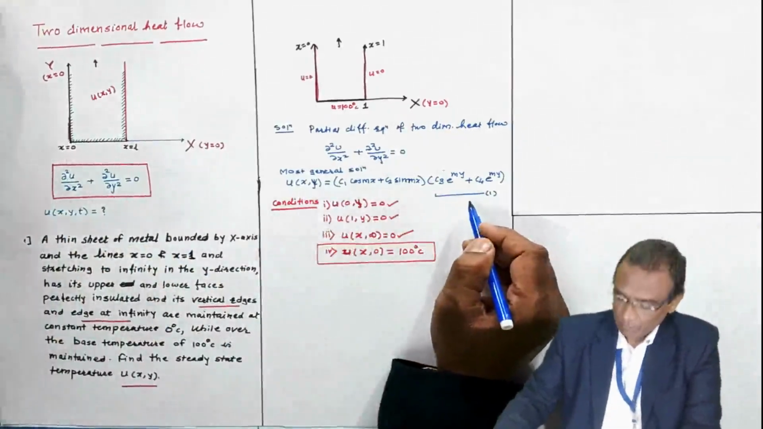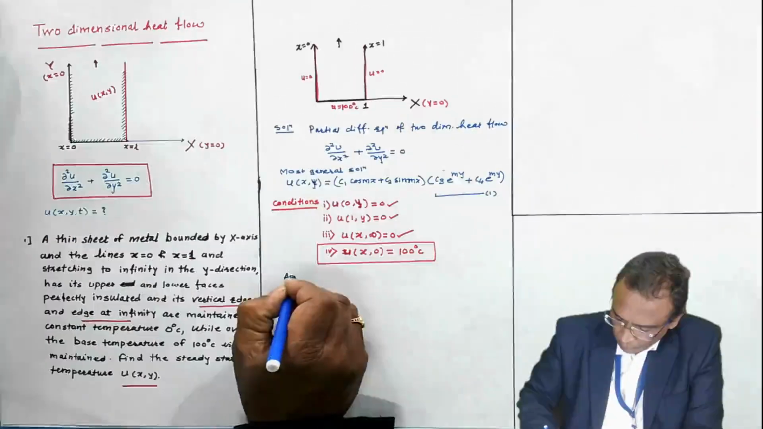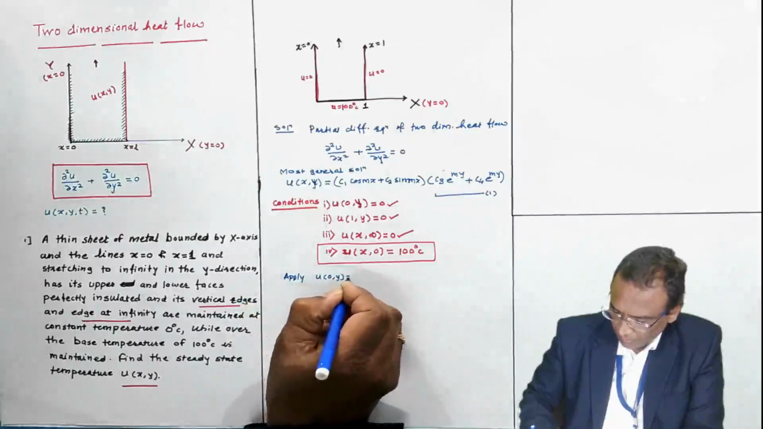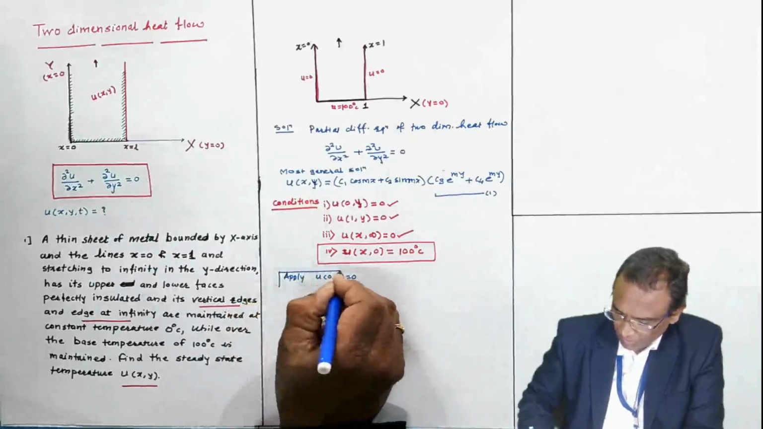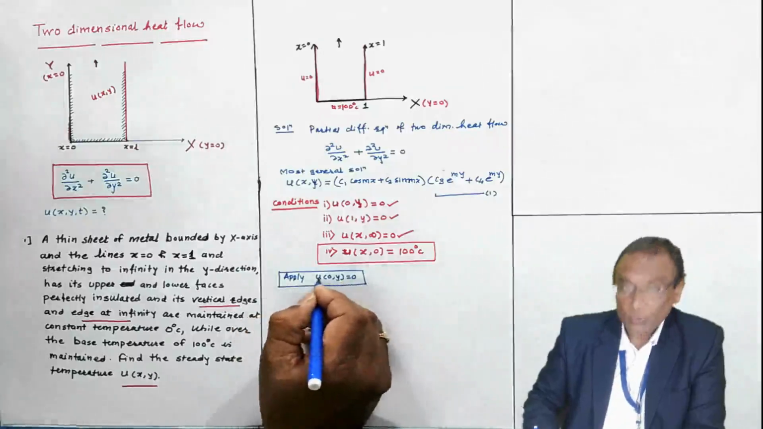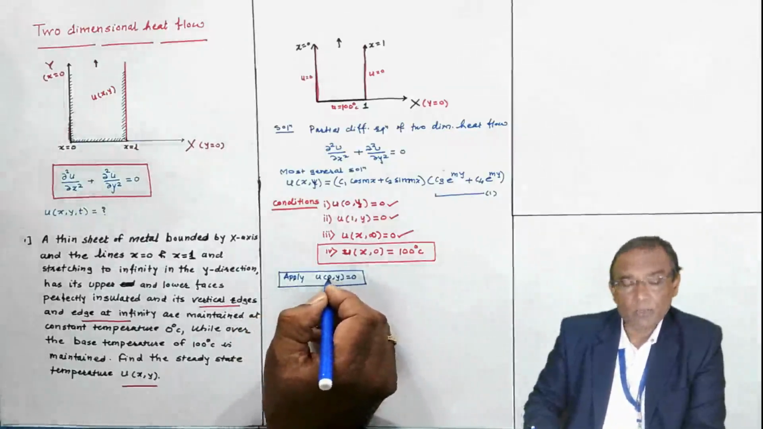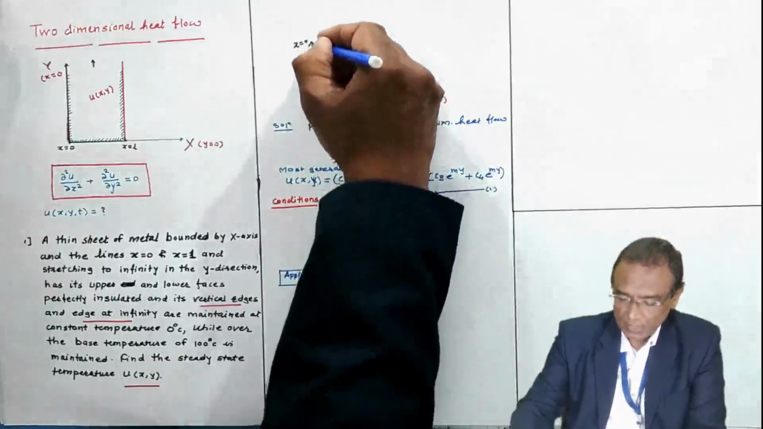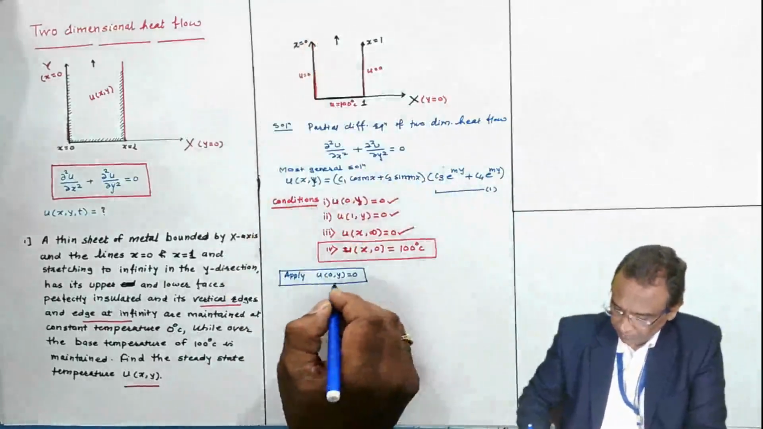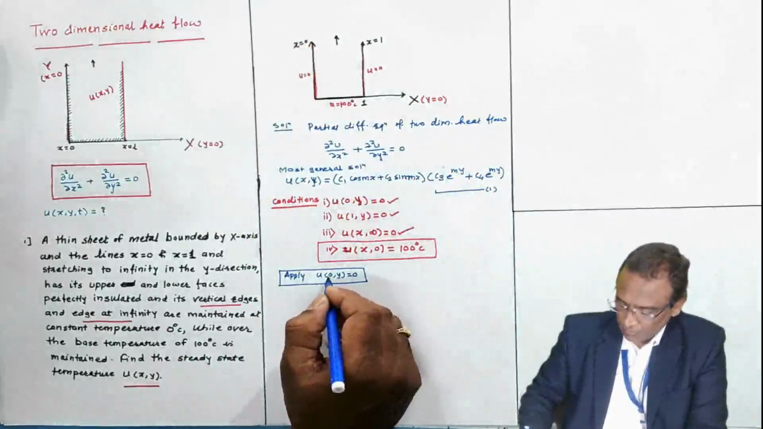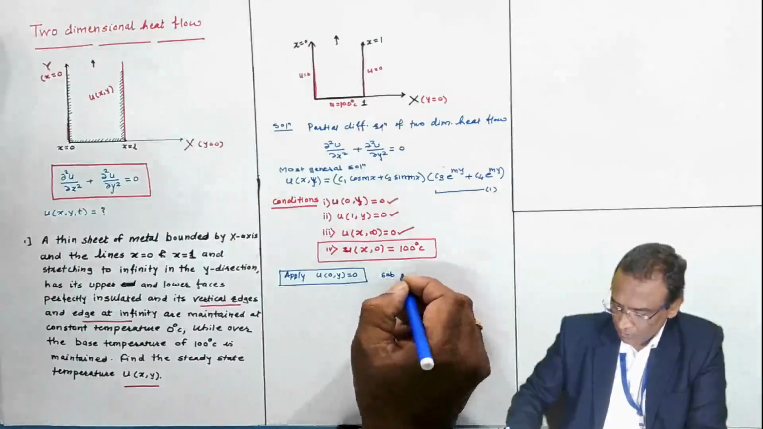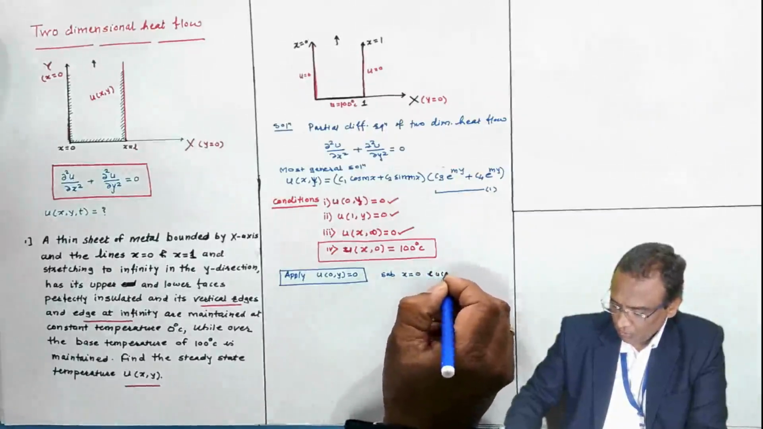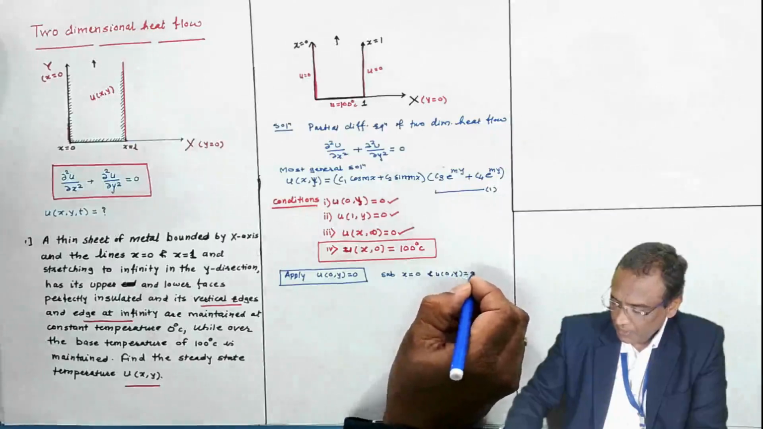I am going to apply the conditions one by one. First condition, u of (0, y) equals 0. What is the meaning of u of (0, y) equal to 0? The temperature u is 0 for x equal to 0, along this edge. So substitute x equal to 0 and u of (0, y) equals 0 in equation 1.